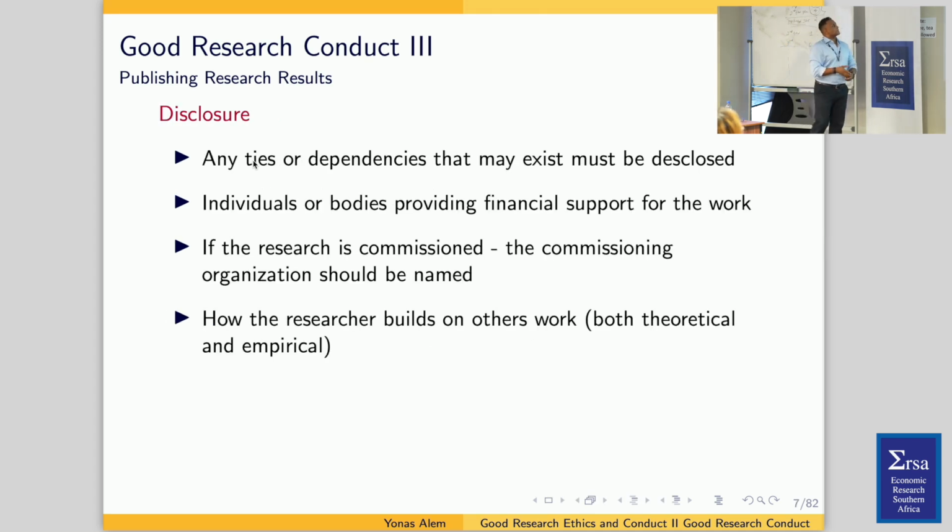Now, this is one requirement when you publish your paper: disclosures. Any ties or dependencies that might exist must be disclosed. Okay? So do you have financial interest in the paper that you are writing and submitting? Have you ever seen, anyone who submitted, there are disclosure statements. Journals ask you for these disclosure statements. If you have any financial ties that are linked to the funder or the institution, for example, where you're working, etc., you have to declare that.